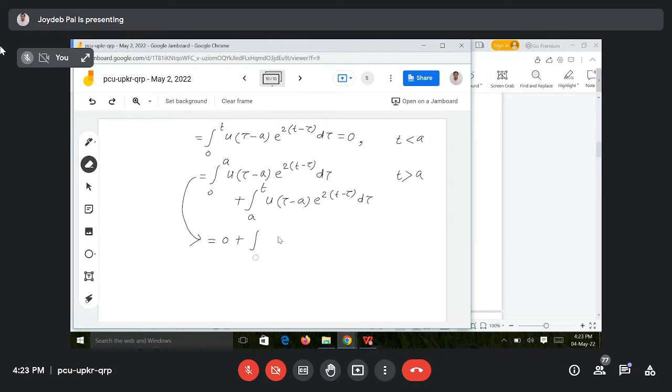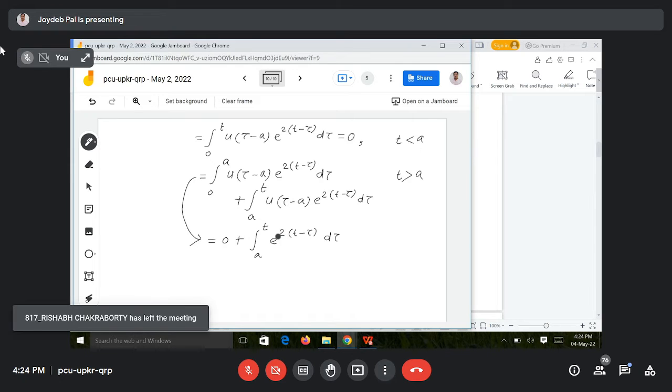So in the second integration, what will I write? a to t. If I write a to t, then it means that the value of tau is greater than a, right? Now if tau is greater than a, then u(tau minus a) is 1. So simply I write 1 into this, and this remains.